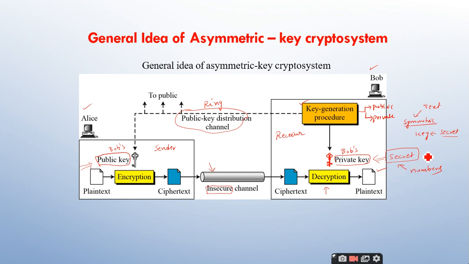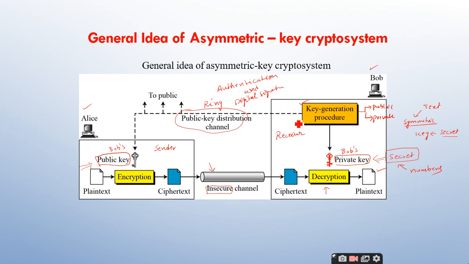Clear? Yes, sir. And one more important application I told you about asymmetric key cryptography is that it provides authentication. And what is the other thing it is going to provide? Digital signatures. Right.